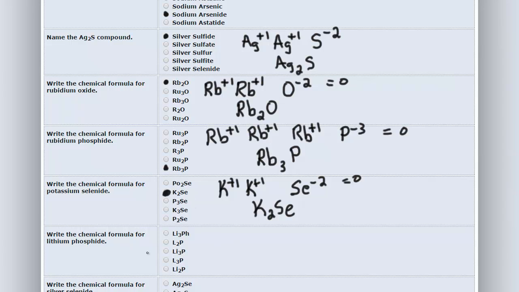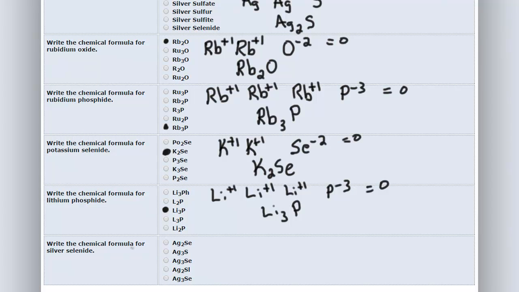K2Se. Write the chemical formula for lithium phosphide. Lithium is a +1 and phosphide is a -3. So I need three of these +1 lithium ions and one of the phosphide -3 ions to get to 0. So we're going to have three lithiums and one phosphide, Li3P.